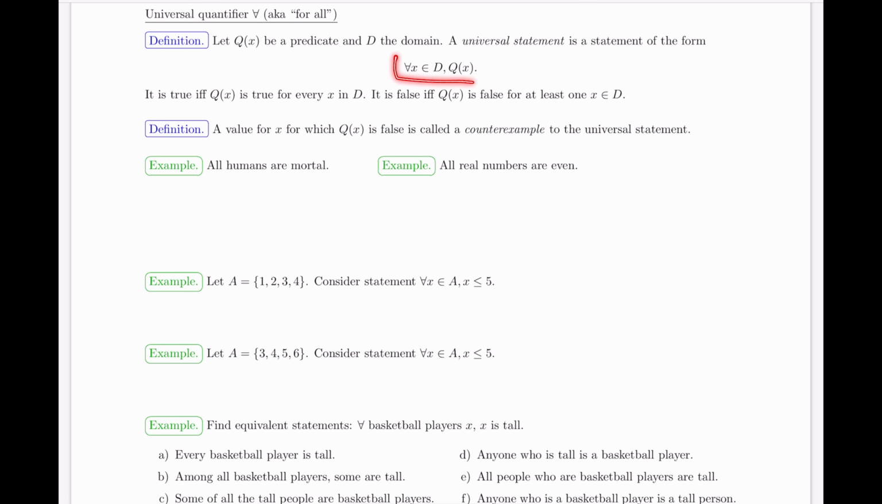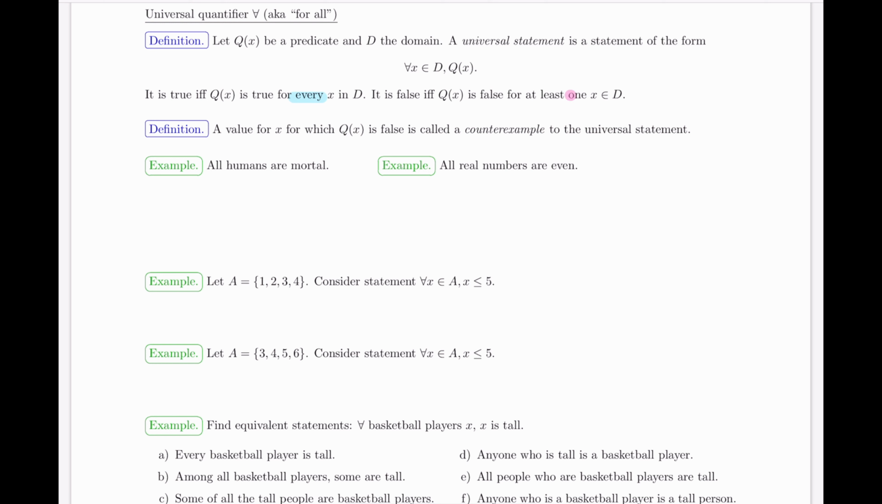In order to prove a universal statement, so in order to show that it's true, we have to show that it's true for every single element in the domain. If we are to prove that it's false, we're going to have to find or prove that it's false for one or more elements in the domain. And in this case, we've already seen it before. This specific example of when the property does not hold is called a counterexample.